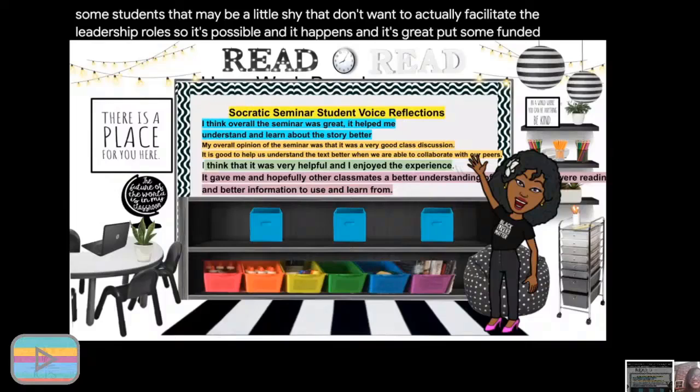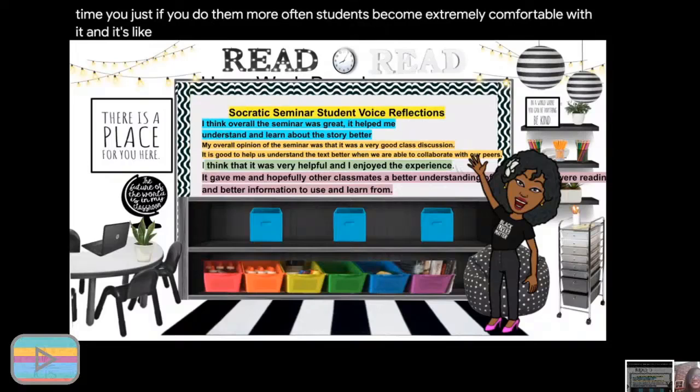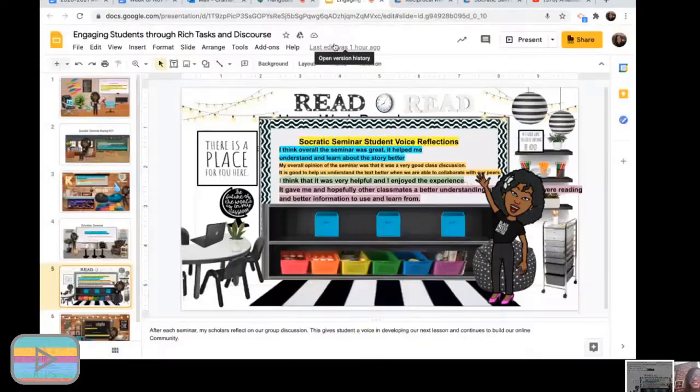If you do these particular reading strategies more often, students become extremely comfortable with them, and it's like a norm for them. So I would highly suggest, as best practice, incorporate these particular strategies into your classroom. Have your students have this ability to have open conversation about what we are reading, what we are learning, and have the ability to facilitate this on their own.